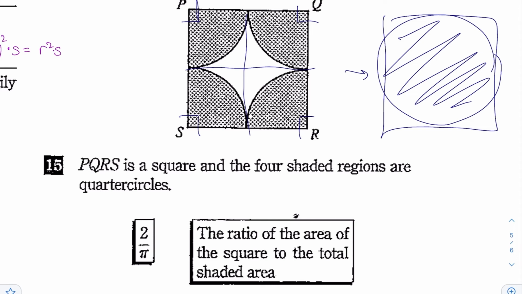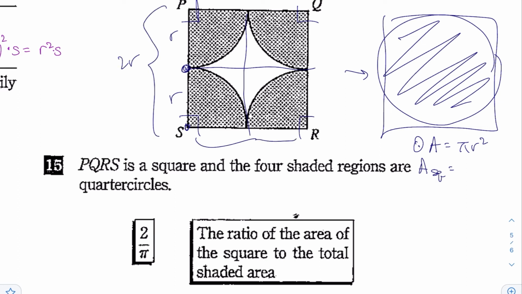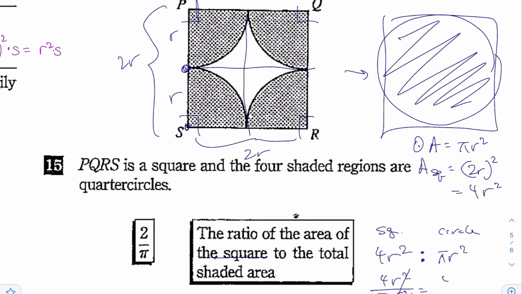So here, you don't know what the radius is, so you can call the radius r. The area of the circle will be pi r squared. The area of the square will be, this side will be 2r times 2r. It will be (2r) squared, or 4r squared. So the shaded area will be pi r squared, and you want to take the square to the circle. So it's 4r squared divided by pi r squared. And here you can rewrite this as a fraction, and the r squared cancels out. So you have 4 over pi.